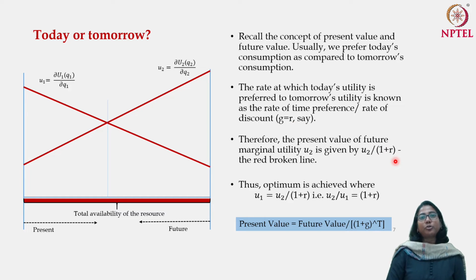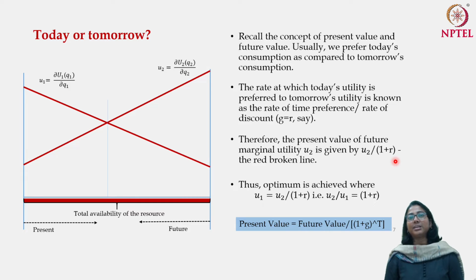So if we have to compare today's marginal utility and tomorrow's marginal utility, I have to take into consideration the rate of time preference. The present value of today's marginal utility is given by U1. There is no issue with that. However, U2 is the future value of tomorrow's consumption. Future value, right? So U2 is basically the marginal utility that I am deriving in future.